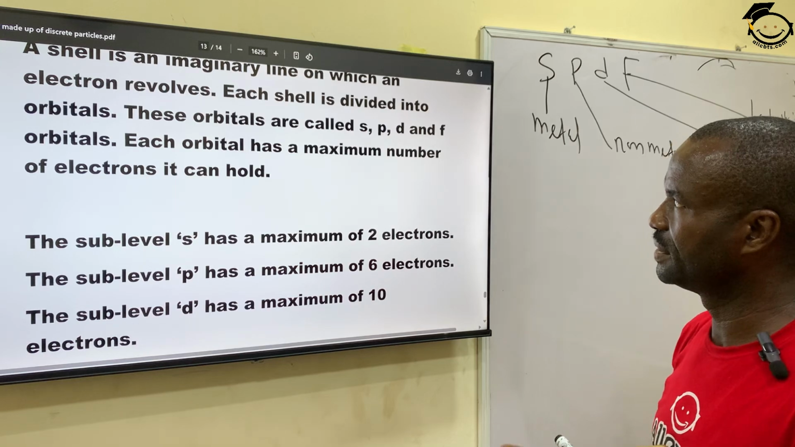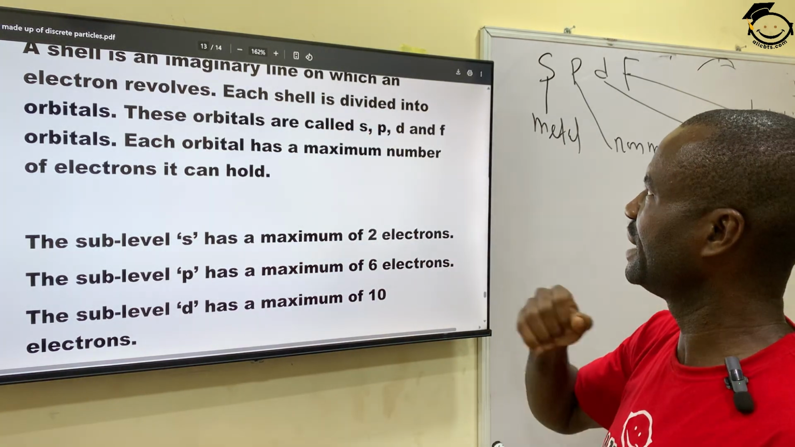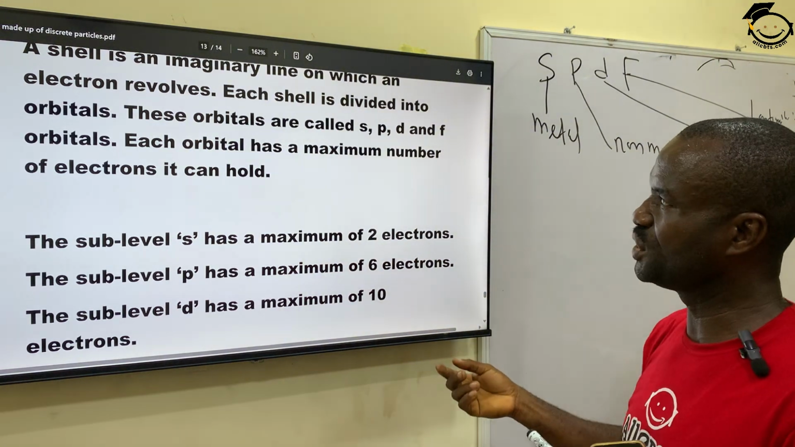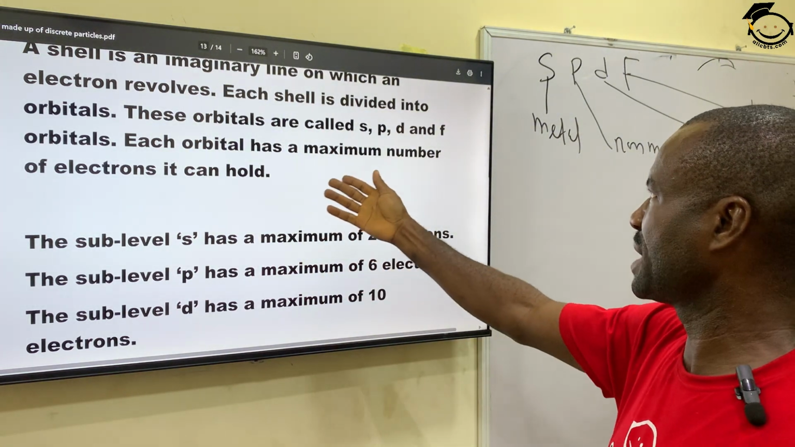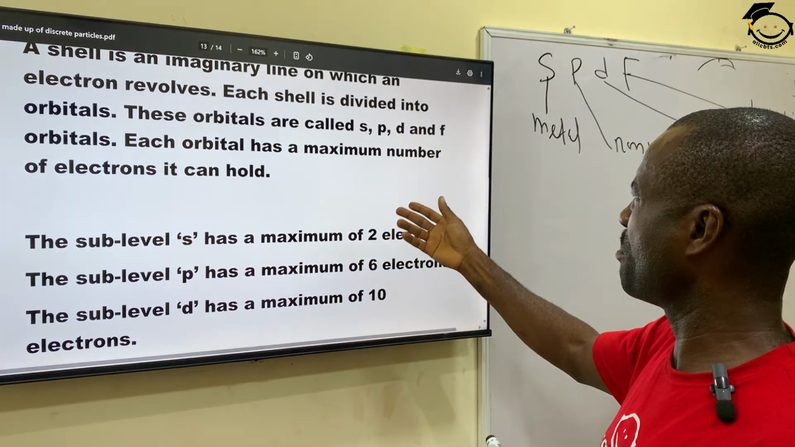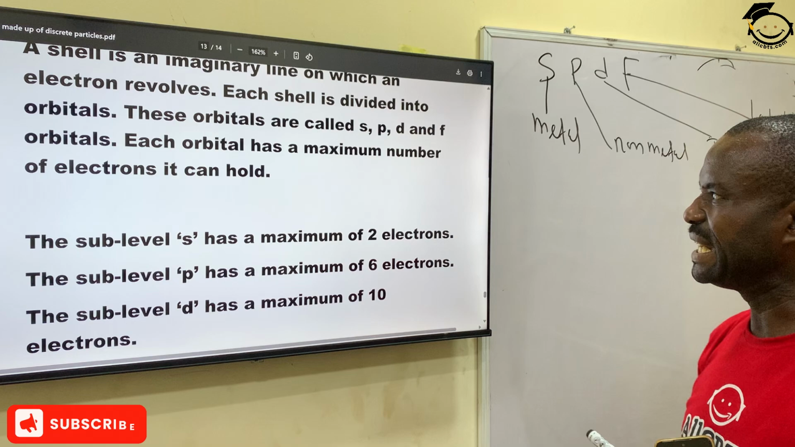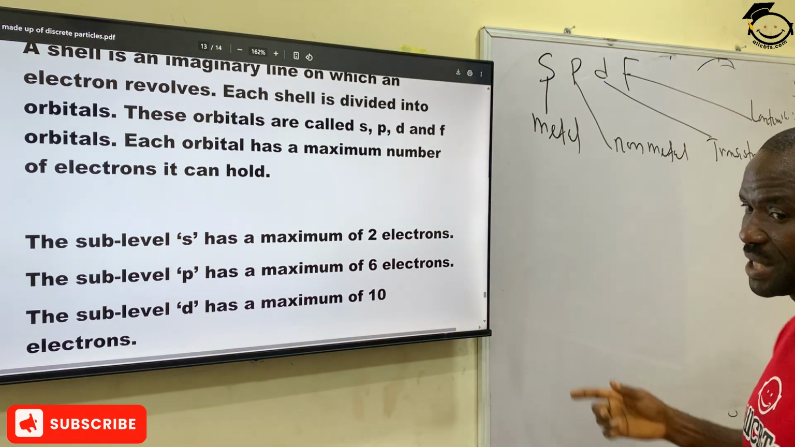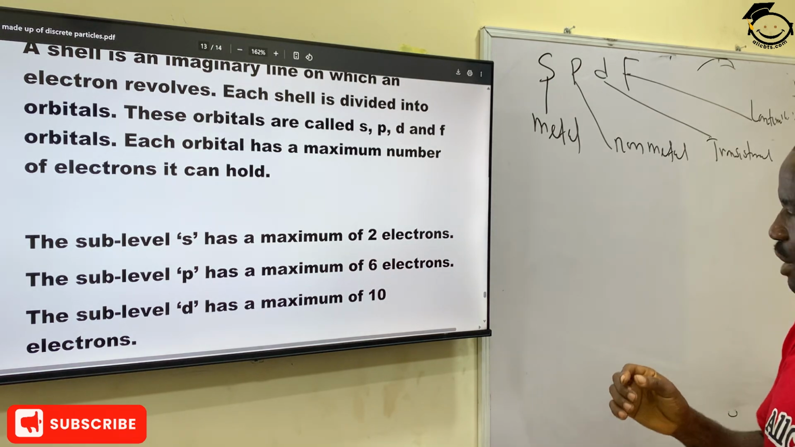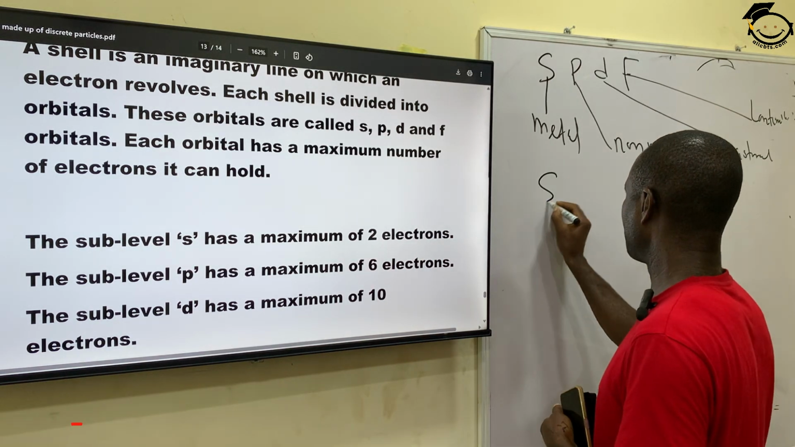A shell is an imaginary line in which an electron revolves. Each shell is divided into orbitals. These orbitals are called SPDF. Each orbital has a maximum number of electrons it can hold. Just like we said for K, each element has a certain number of electrons it can hold. The same way for SPDF.